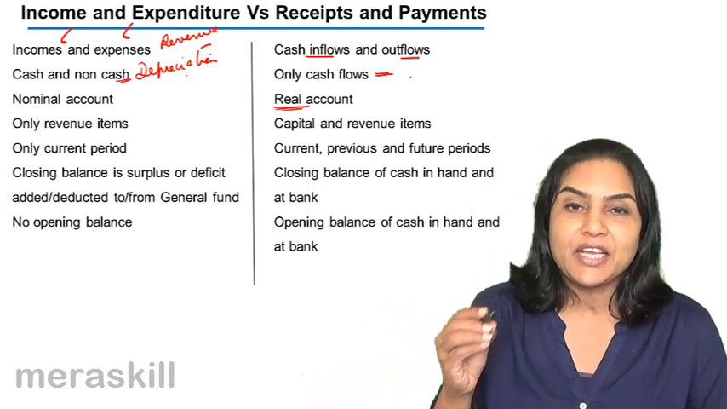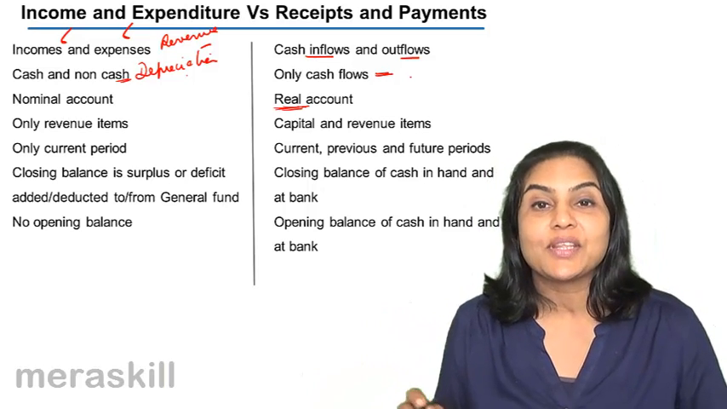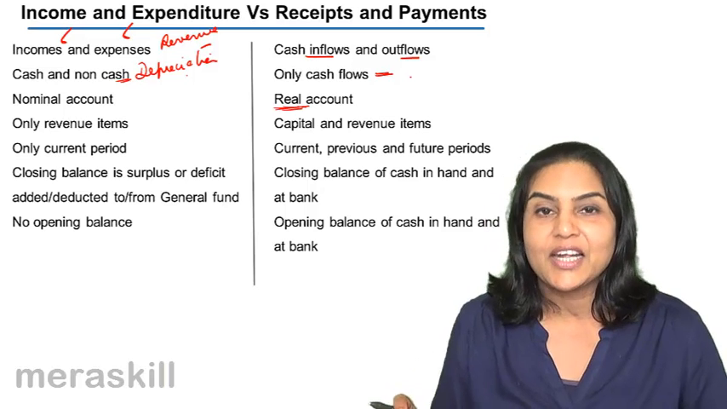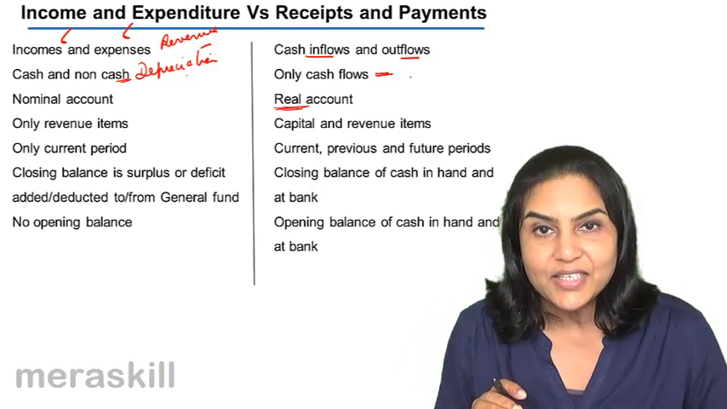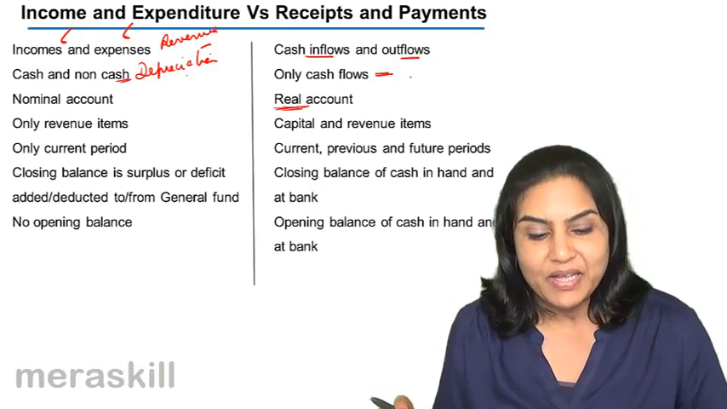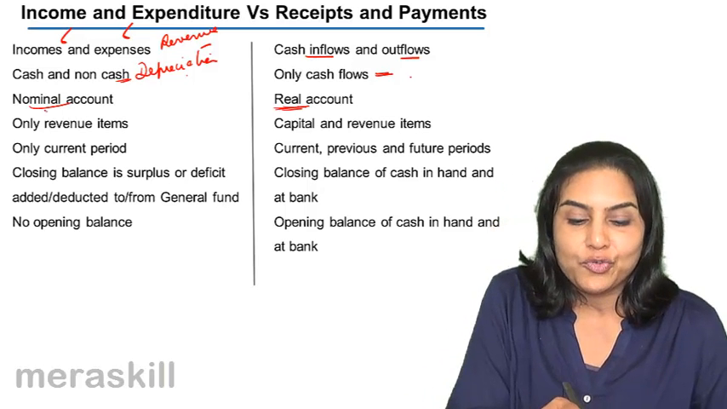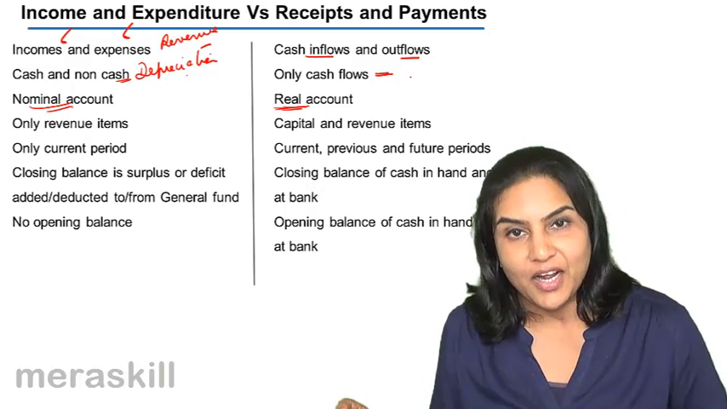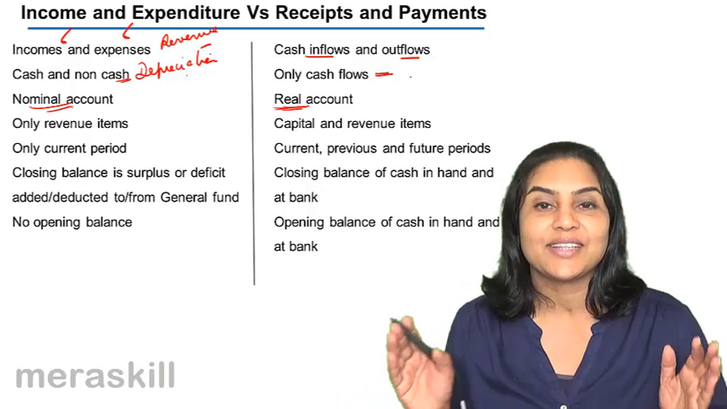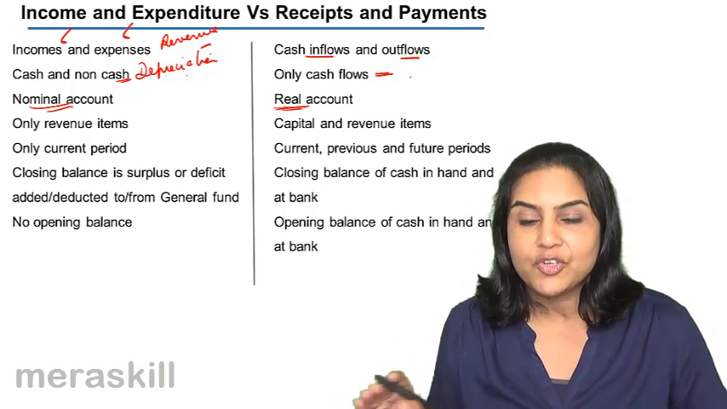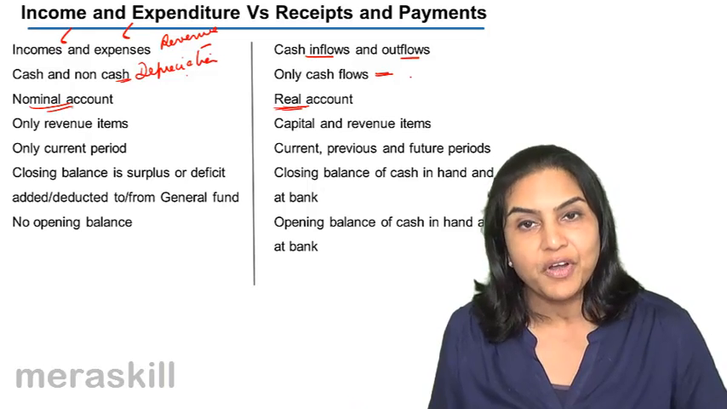But what does the income and expenditure deal with? It deals with incomes and expenses. It deals with incomes and gains. It deals with expenses and losses, and therefore this is a nominal account. Income and expenditure is in the nature of a nominal account. Receipts and payments is in the nature of a real account.